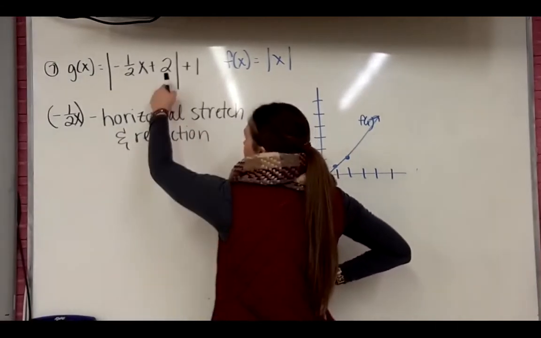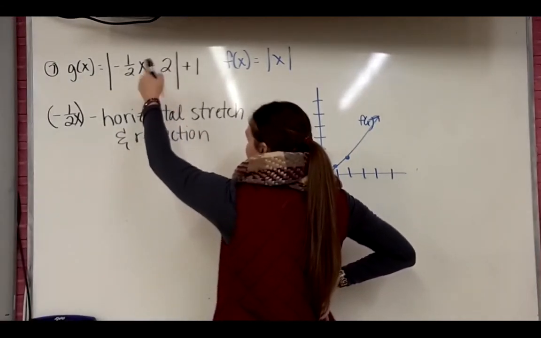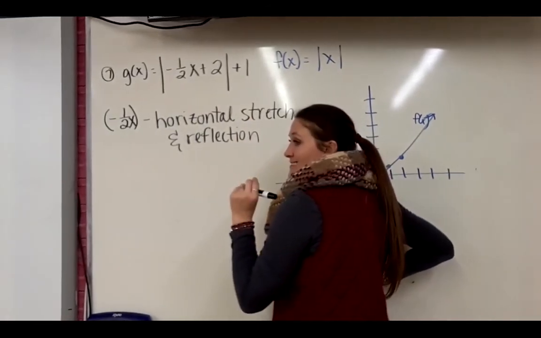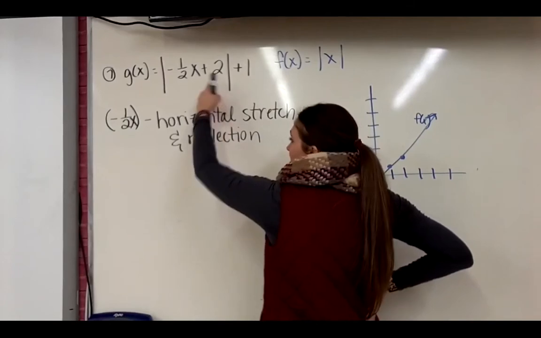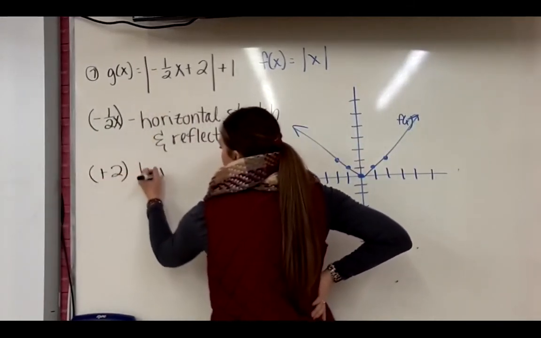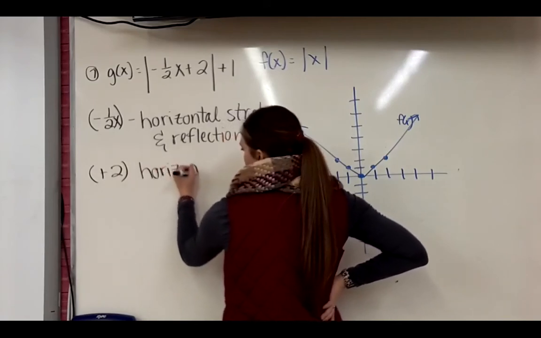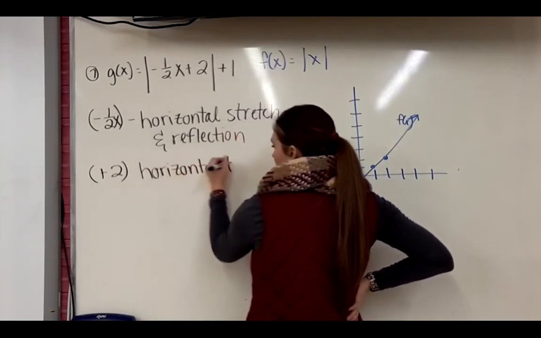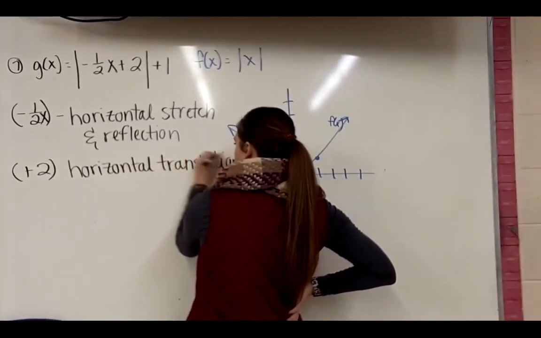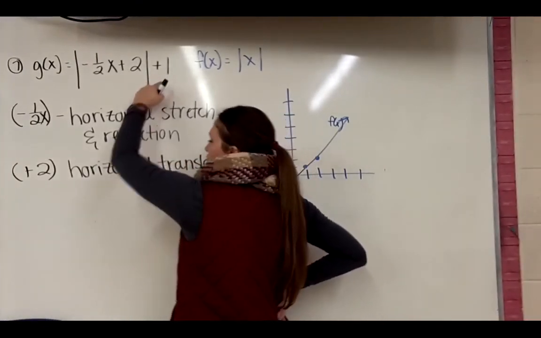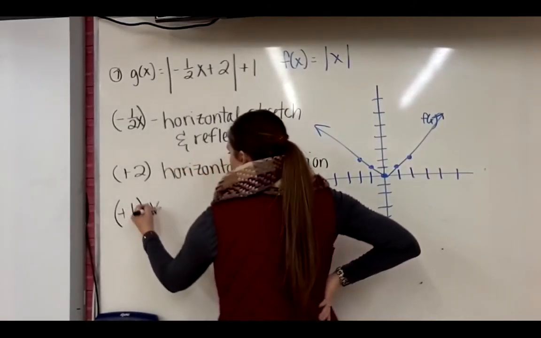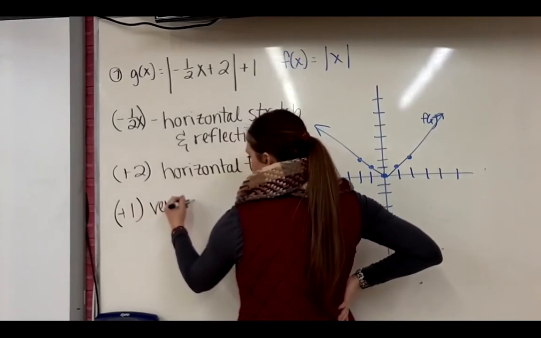Okay. Then I also have a plus 2 that's inside. Remember, if it's plus or minus, that's either a horizontal or vertical translation. Since it's inside, so I'm talking about the plus 2, that is a horizontal translation. And again, you can look back at your definitions to help you with this part. Okay, and then the last part, the plus 1 that's outside, since it's outside, that is a vertical translation.